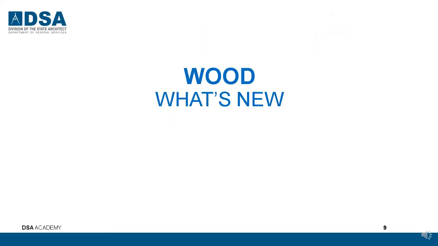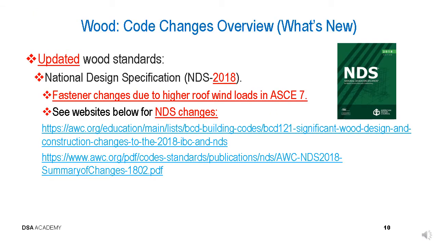The next topic is what's new in the 2019 CBC. So what's new in the 2019 CBC? We have an updated wood standard. We have the 2018 version of the NDS, the National Design Specification, which is the wood design. Included in that is fastener changes due to higher roof wind loads because ASCE 7 has revised the wind loading. ASCE 7 is the design loads that are used for buildings.